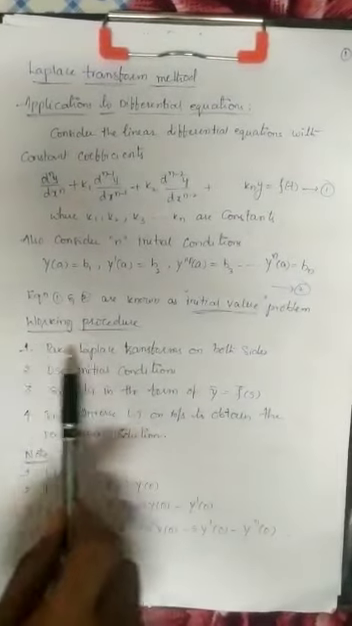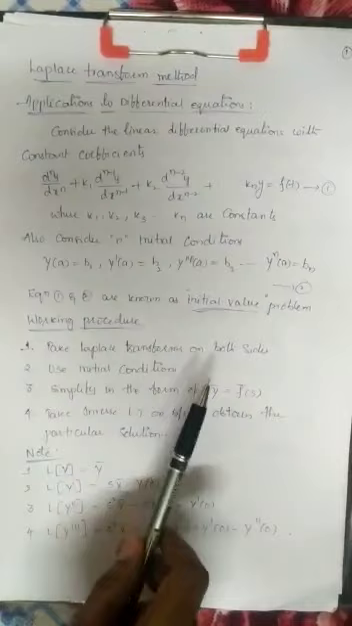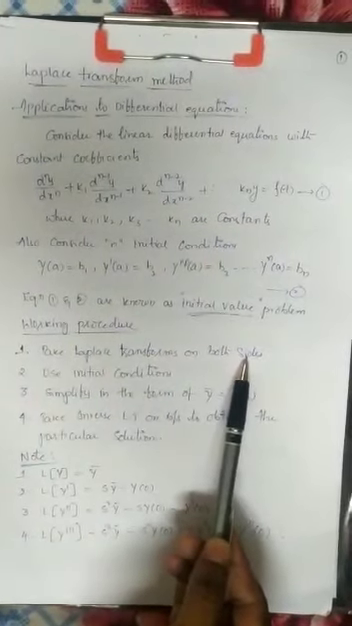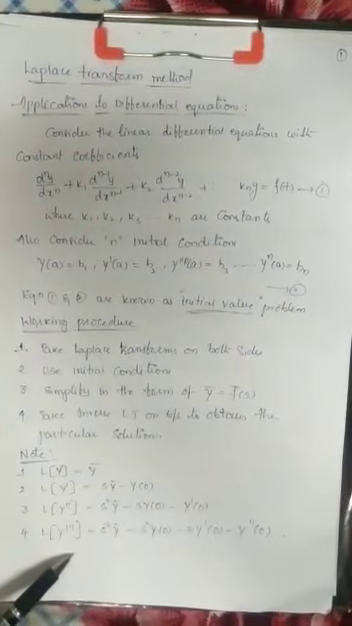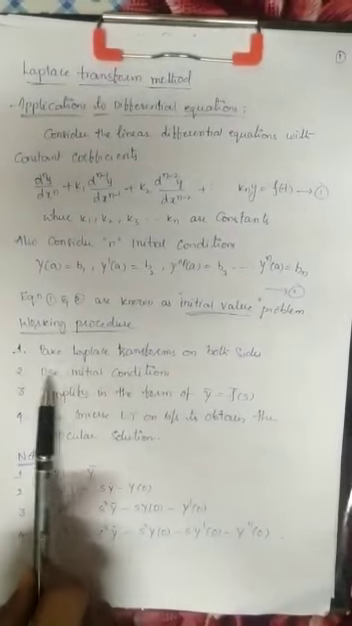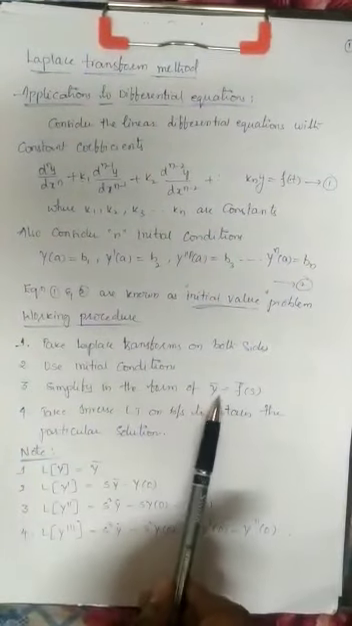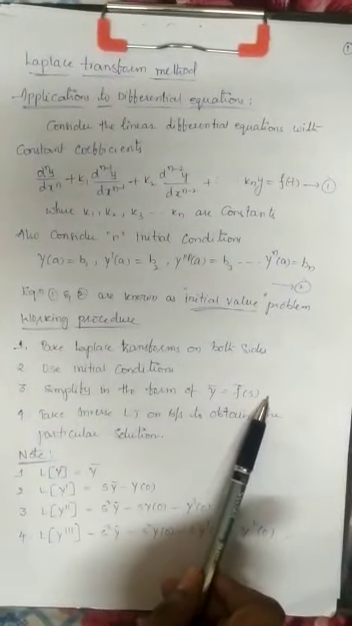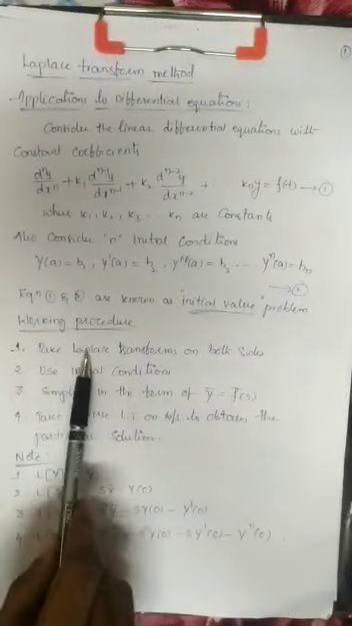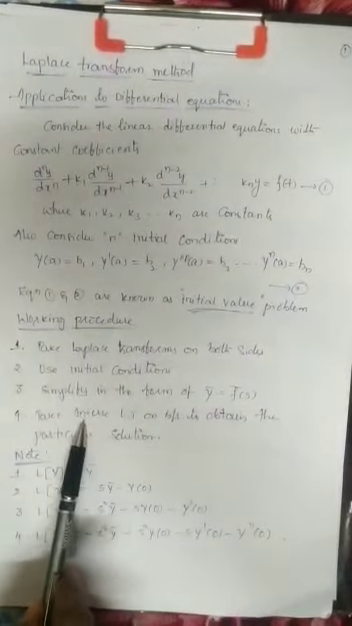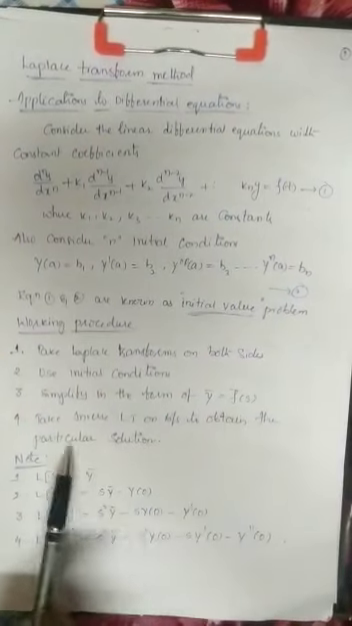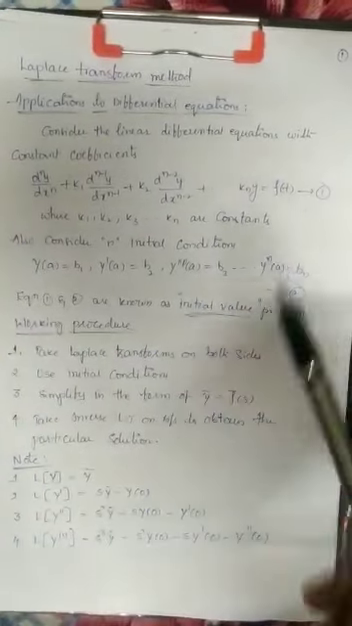Then see the working procedure. First, for the given differential equation we have to apply the Laplace transform on both sides. Then we apply these notes, that is the second step, and in the third step we apply the given initial conditions. Then simplify it in the form y bar equals f bar of s. After that, apply the inverse Laplace transformation to get the particular solution. So that is the method we have.